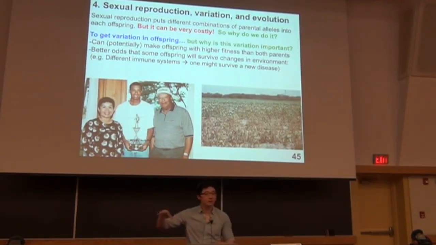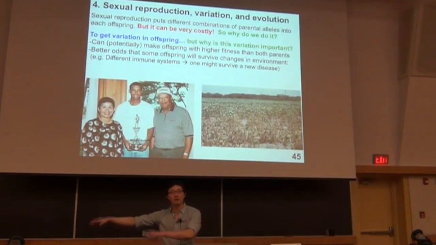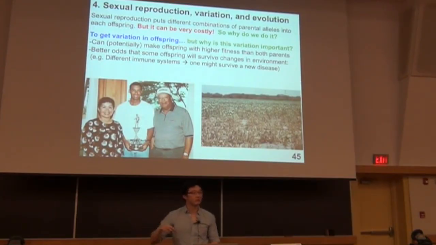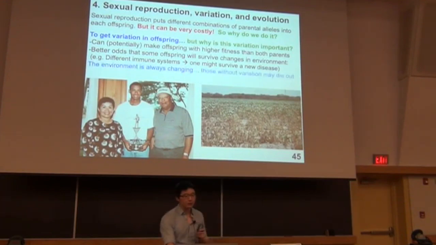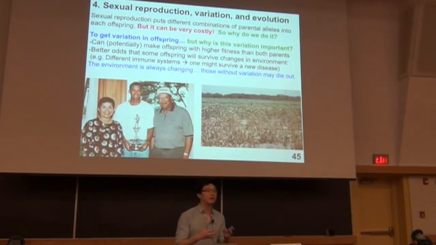So it's almost like hedging your bets. You have lots of different offspring, some good, some bad, but if things are always changing, one of them might do better than you would by yourself. Since the environment is always changing, those who don't have variation might die. In a way you can think of it as, like Connor said, adaptation, in that your lineage is able to adapt to changes because you have variation.